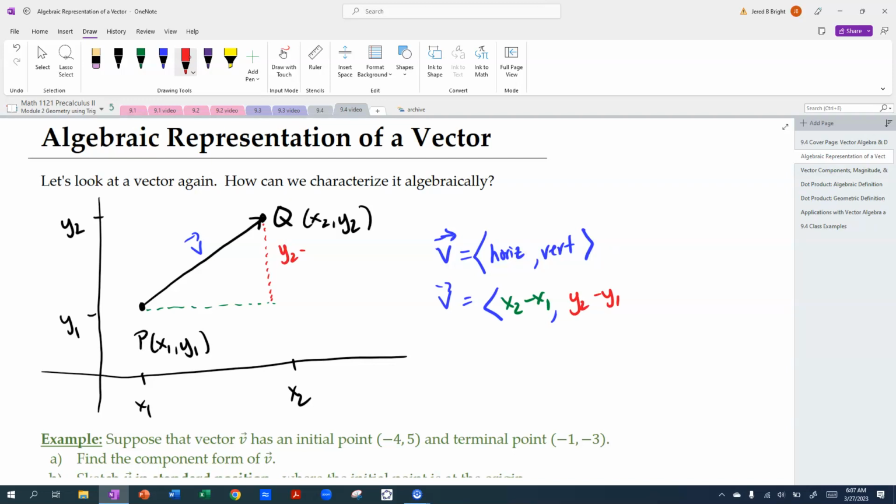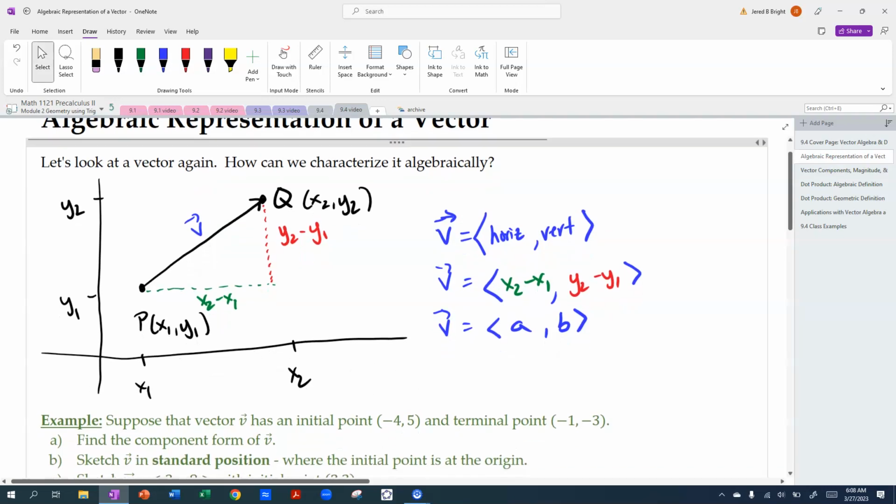Okay, and the only specific thing here when we're working with a vector is that it needs to be final minus initial, otherwise we're going the wrong way. So just make sure that we're doing final minus initial for each of these to determine the component form of the vector. Okay, and going forward, we generally just say that a vector is an a comma b value, a horizontal component and a vertical component. Okay, so that's fine. And now we have some way to talk about a vector algebraically.